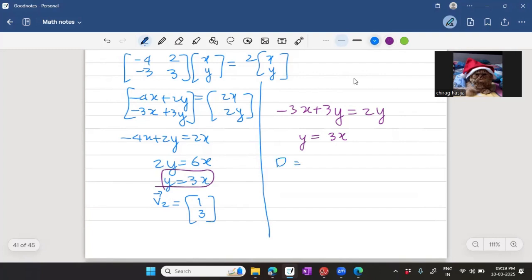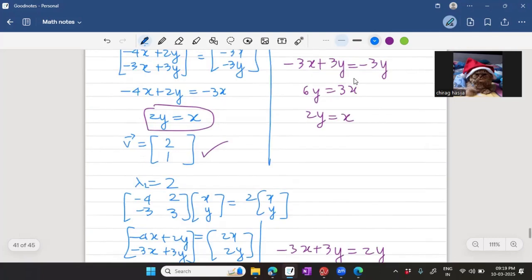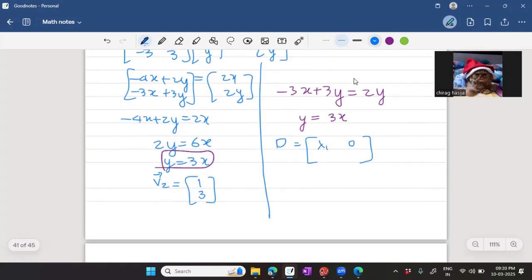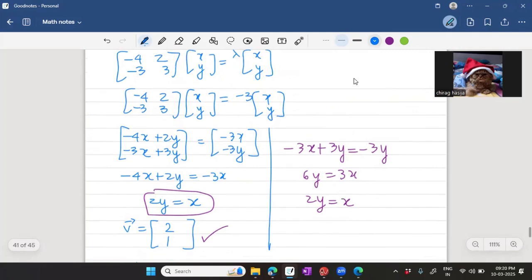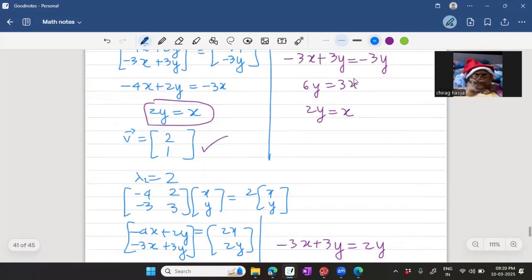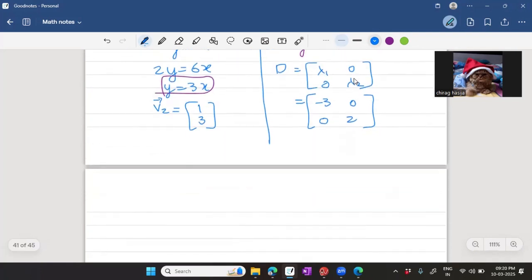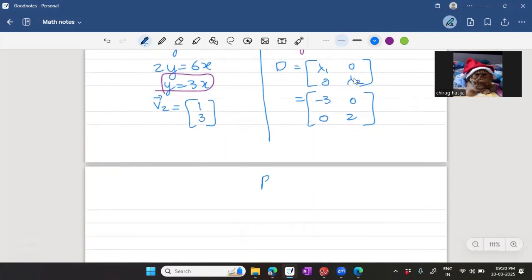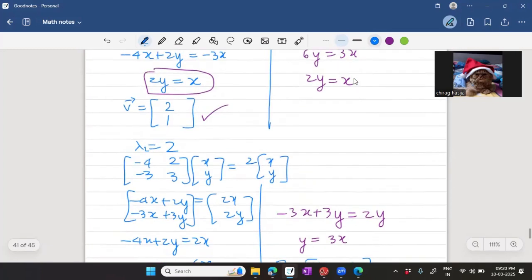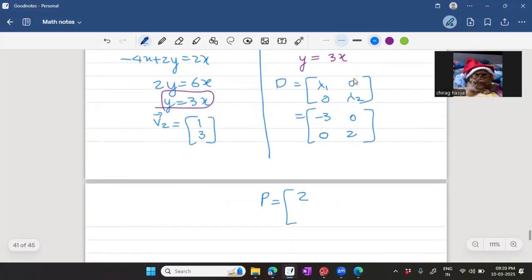From this, the diagonal matrix that we get: I'm going to take lambda 1 over here, lambda 1, 0, 0, lambda 2. What was my lambda 1? Minus 3 and 2. So this will be minus 3, 0, 0, 2. Similarly, the P value: with lambda 1, the corresponding eigenvector was 2 and 1, so this will be 2, 1, and the other one will be 1, 3.